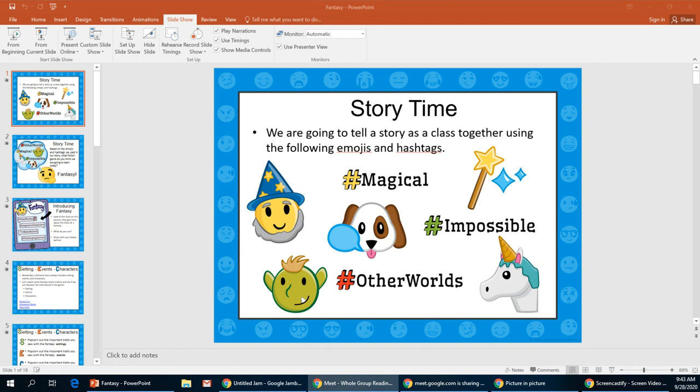Jurassic Park. I would think Jurassic Park would be more of a science fiction because there's no magic or talking animals or anything in it.